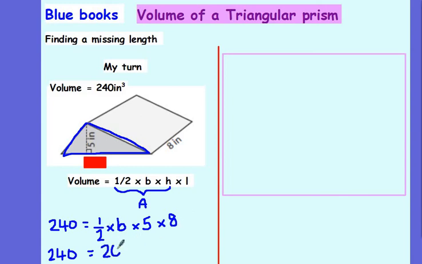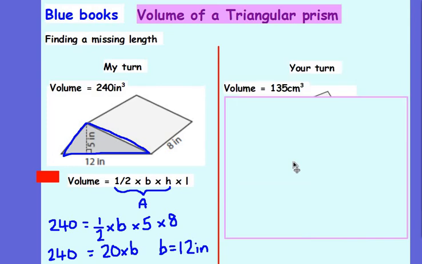So 240 is equal to 20 times whatever my base might be. So to work out what my base is, I need to divide 240 by 20. 240 divided by 20 gives me 12. So my base must be 12 inches. Correct. Over to you, Year 8.